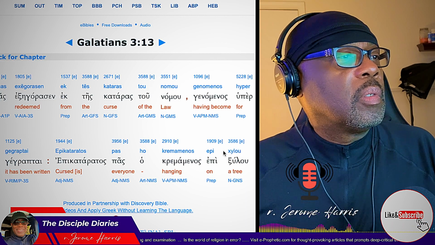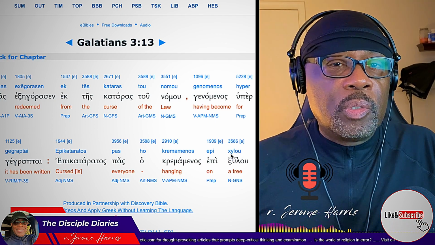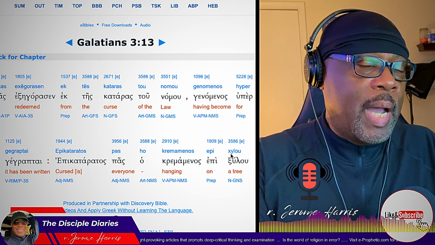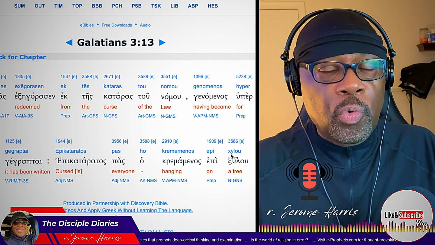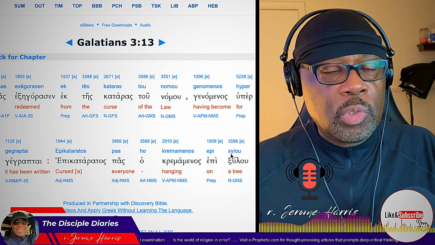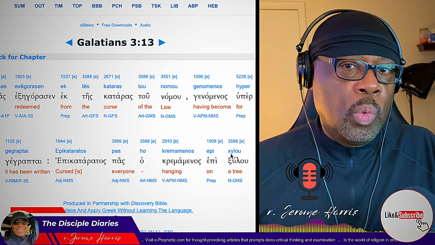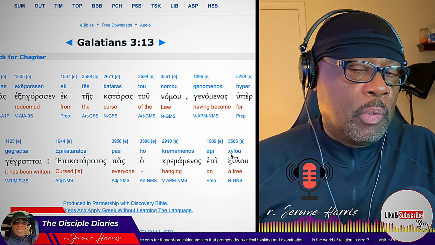A tree. The Greek word here is xylon, a tree. So one must understand that it was a translator's bias that put the word cross in there. And I'm going to take you back to crux, crucifixion. It is a Latin word. Latin is not one of the languages of the Bible.